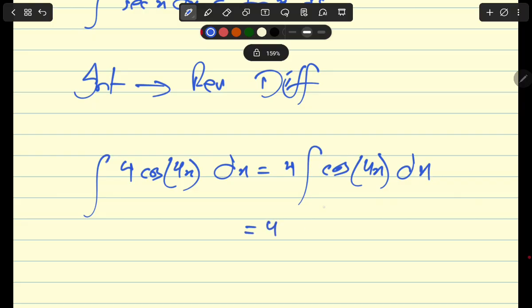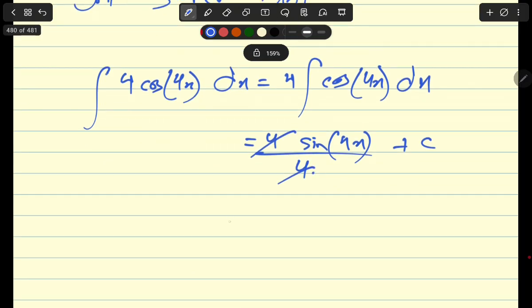Now the integral of cos is sine 4x, and previously we used to multiply with the differential of the argument. Now we are going to divide by the differential of the argument, and there is a plus c. So the answer is going to be equal to sine 4x plus c, right?